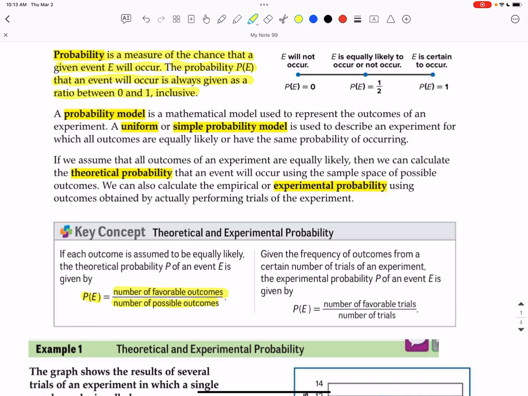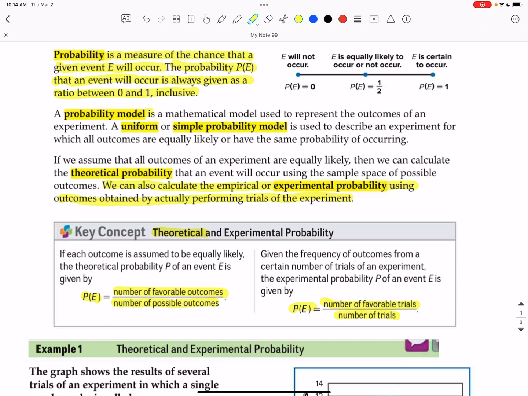That's considered theoretical probability. In the third paragraph, we have what's called experimental probability. Experimental probability is using outcomes obtained by actually performing trials of the experiment. So experimental probability is found by taking the total number of favorable trials divided by the number of trials. So when you did the rolling dice experiment, and you rolled the two dice 25 or 30 times or whatever the case may be, that was experimental probability.